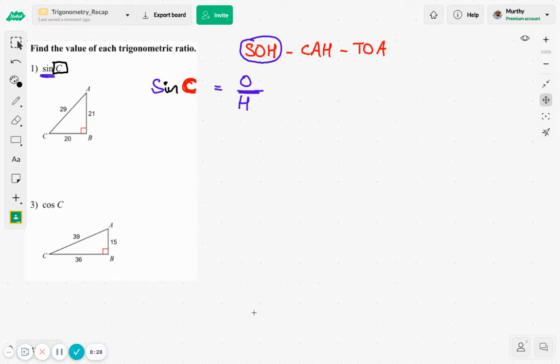So O stands for opposite side to. Please do write everything clearly, including the letter. So it is opposite side to C over hypotenuse.